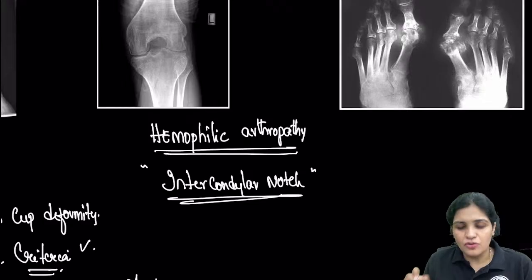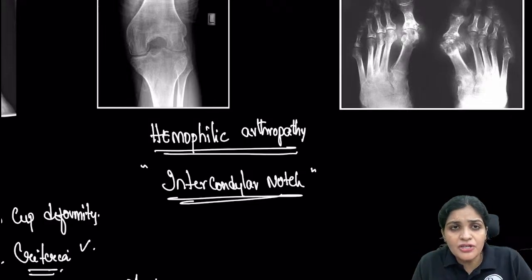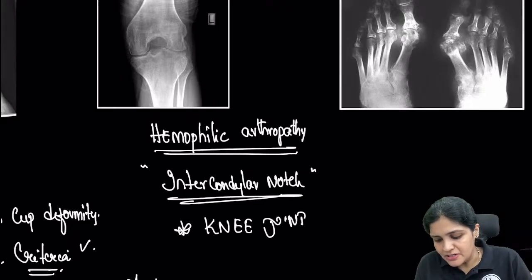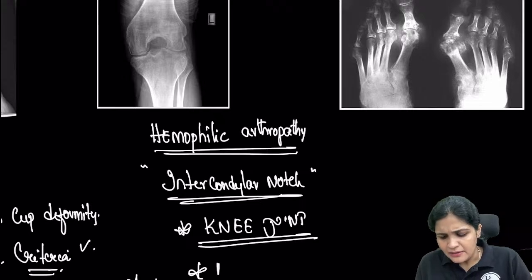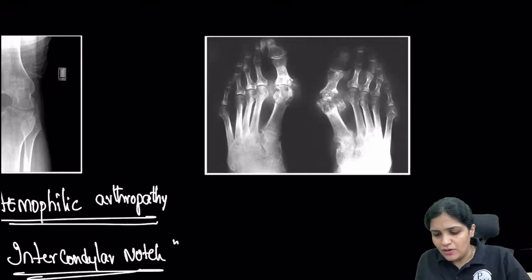Yes, ma'am. So only these two you have to remember. So one is the widening of the intercondylar notch, and usually this is seen in the knee joint. Hemophilia, usually the patient presents with the knee joint, and you already know this is because of the clotting factor, especially seen in the males, right? Right.